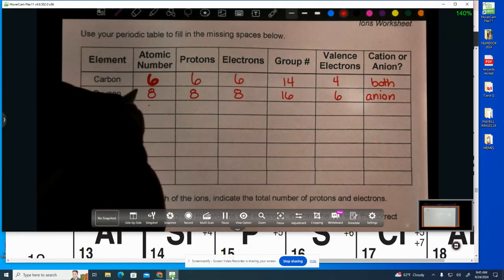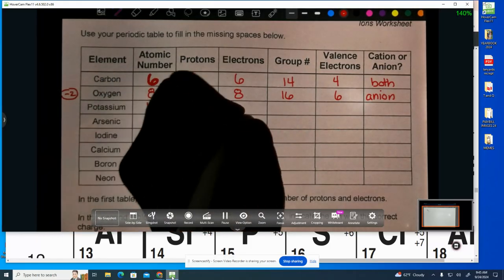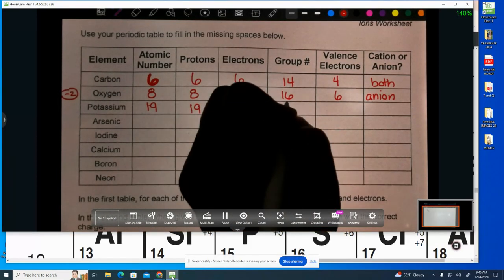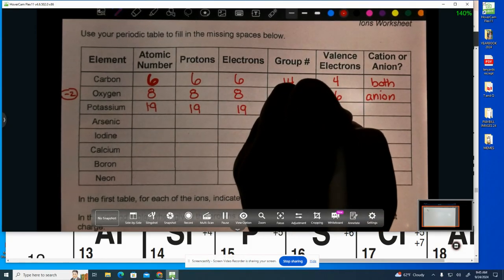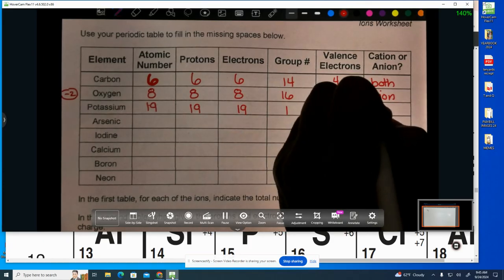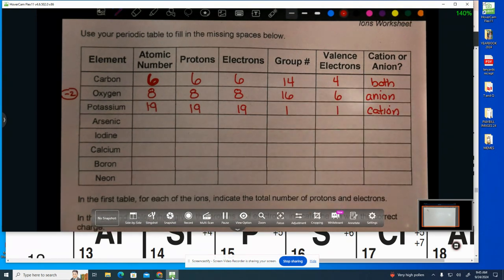So potassium has 19 as its atomic number. 19 protons, 19 electrons. It's in group number 1. How many valence electrons does it have? 1. And it will form a cation.